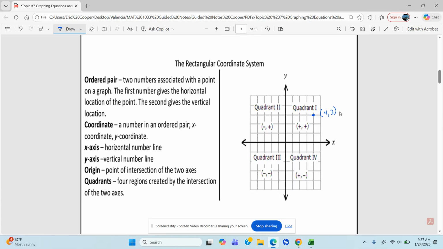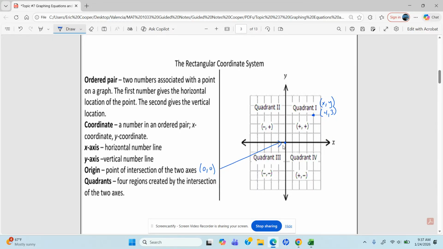The coordinate is a number in an ordered pair. It's always written as an x and a y coordinate. So for example, 4, 3 is the xy coordinate we have. X in this case is 4, and y in this case is 3. The x-axis is the horizontal line number. The y-axis is the vertical line number. The origin is the point of intersection of the two axes, and the origin is always located at 0, 0. So it will be this middle point right here in the graph.